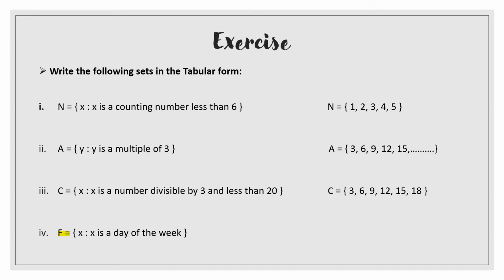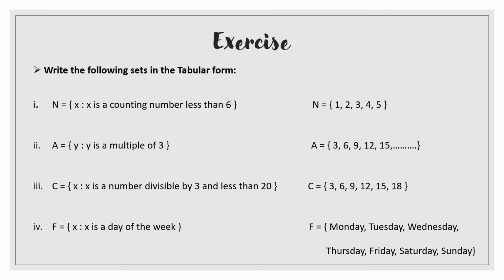F is an element of set. F is a set of elements x such that x is a day of the week. So there are 7 days in a week, so we'll write the names of all the 7 days in this set. Okay, so this is how sets are written in tabular form, that we list all the elements of the set. Now let's do another question.